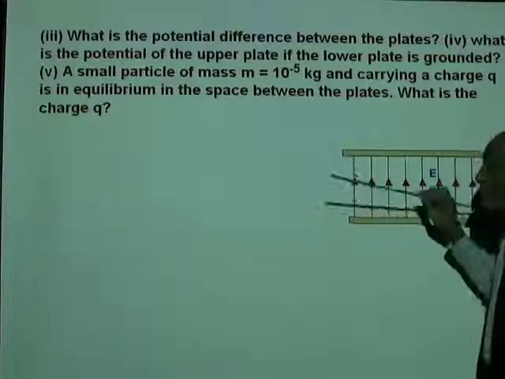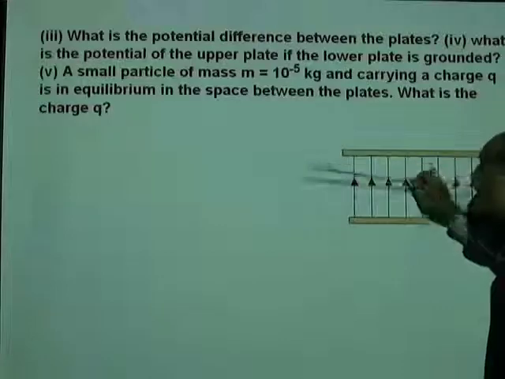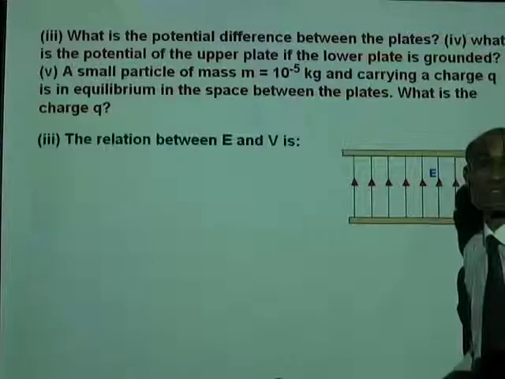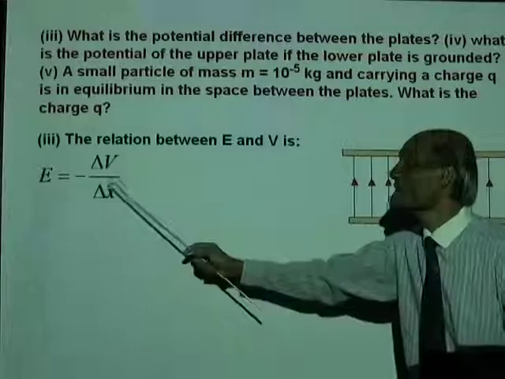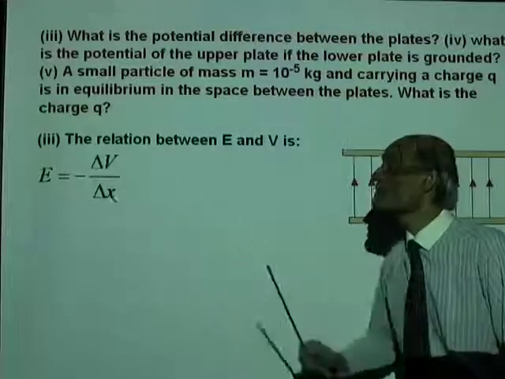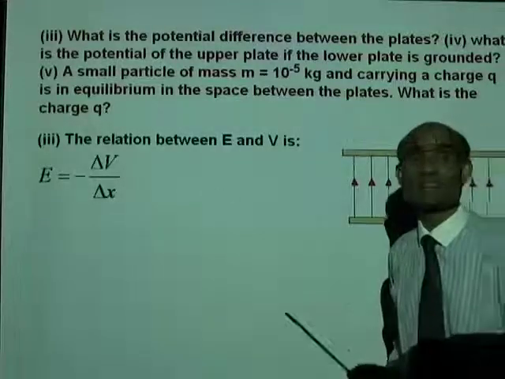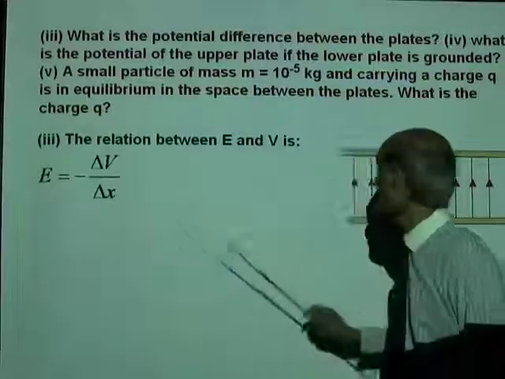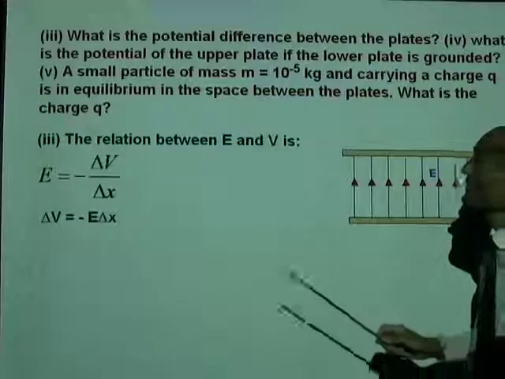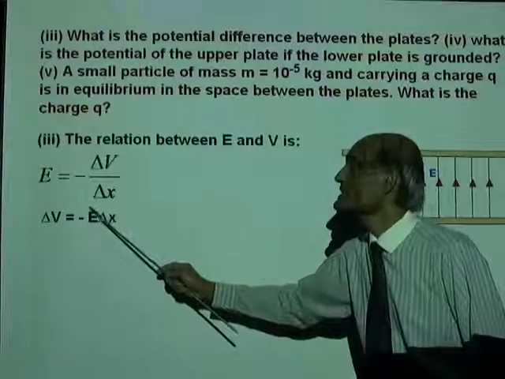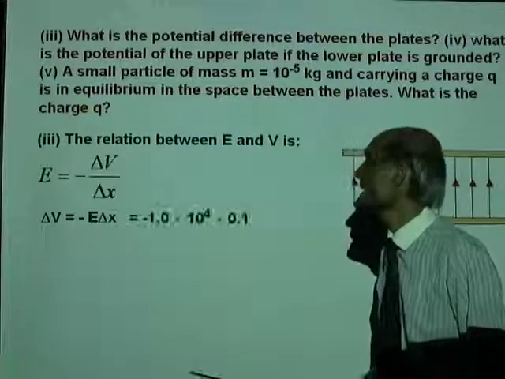Well, do you know the relation between electric field and potential difference? The relation between E and V is E equal to negative delta V over delta x. What is delta x here? Delta x is the plate separation. So delta V equals negative E delta x.